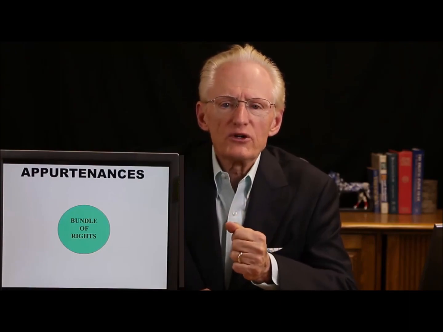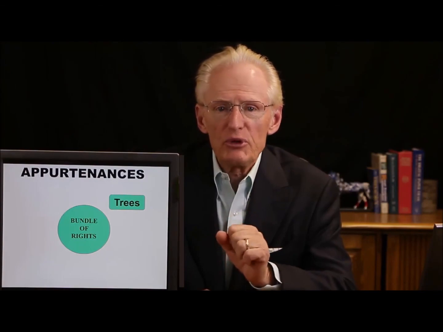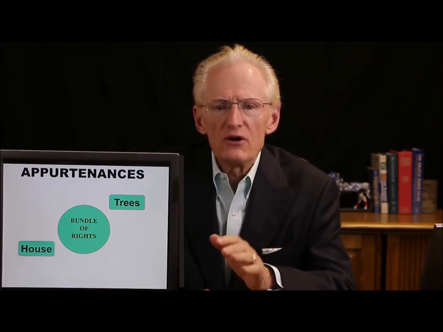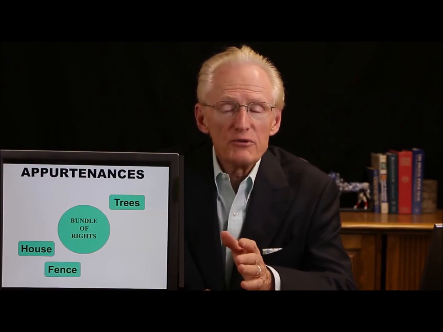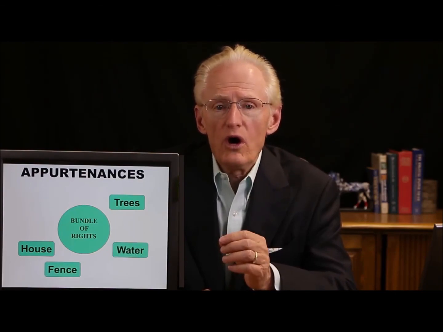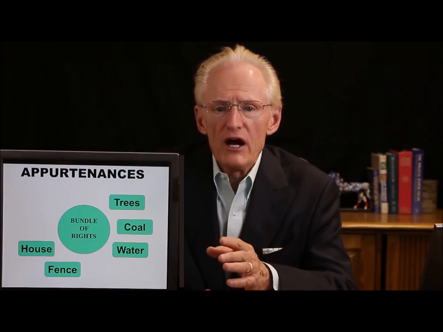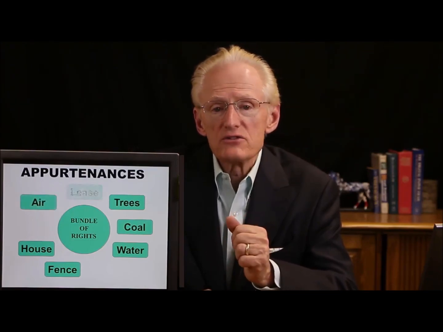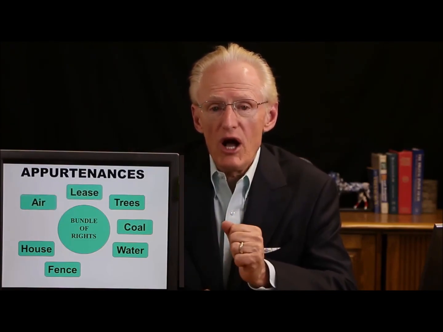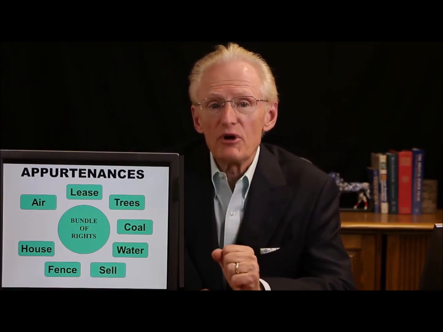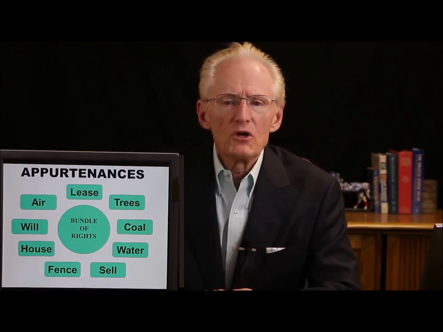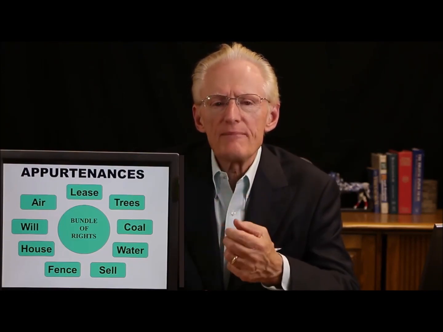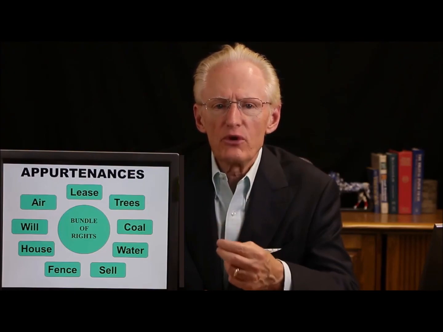Let's take just a quick look and name a number of these appurtenances. The trees and all the other plants, they're appurtenances. The house and other buildings are appurtenances. The fences and any other improvements. The water or water rights. The coal or mineral rights. The air rights. The right to lease the property. The right to sell the property, of course. And the last one I'll mention here is the right to will the property. Your right to pass your property along to your heirs is a very important right.